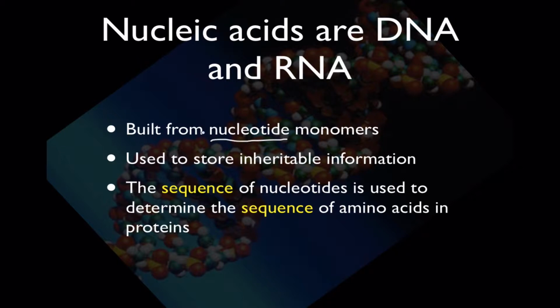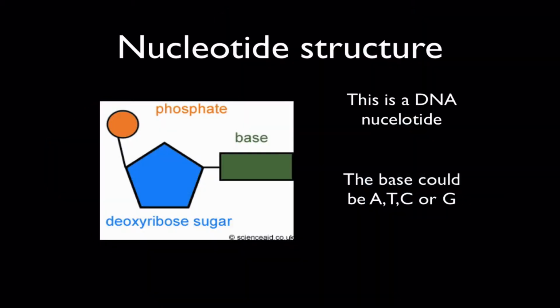Now, nucleic acids, like DNA and RNA, are used to store inheritable information. So you probably have heard that DNA is what you inherit from your parents that gives you your genetics, so to speak. And how this works is the sequence or the order of nucleotides in the DNA polymer is what determines the sequence of amino acids in a protein polymer. So there is a relationship here that we're going to explore more when we get to genetics.